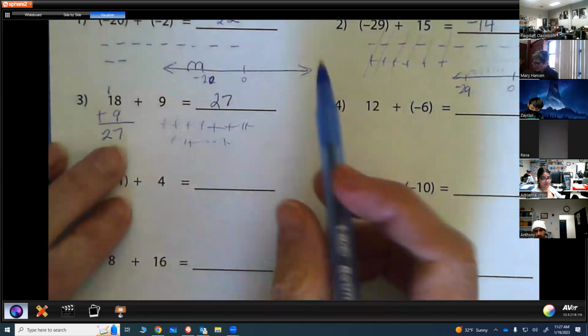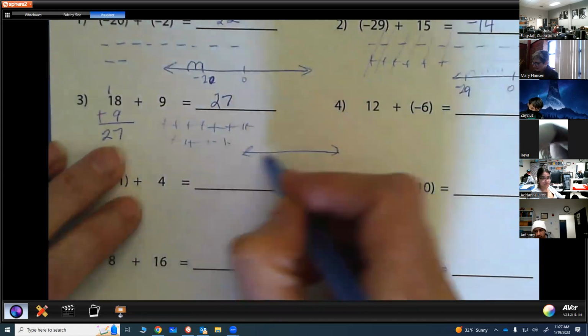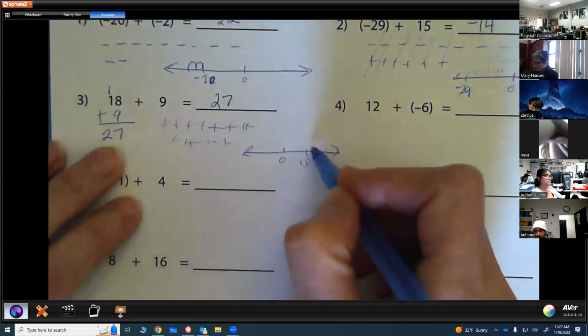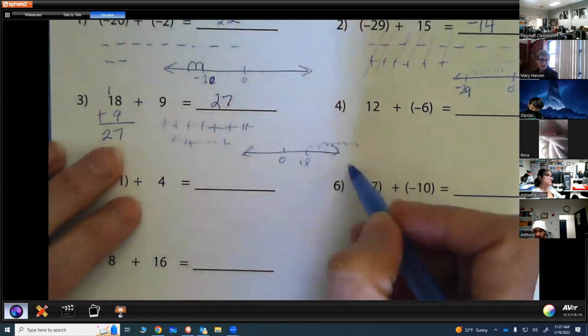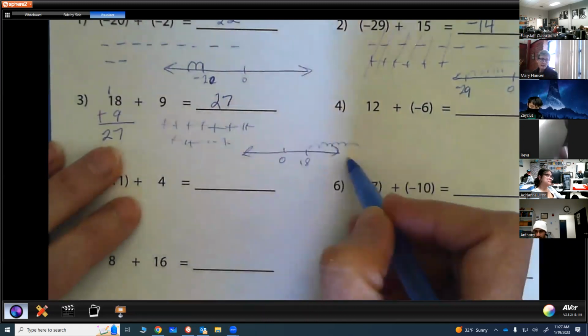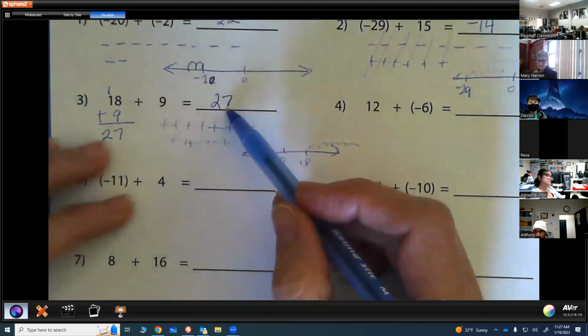On the number line, I'm starting at positive 18 and I'm moving to the right 9 places. So I'm going to get to a bigger number, and I would add the 18 and the 9 to get 27.